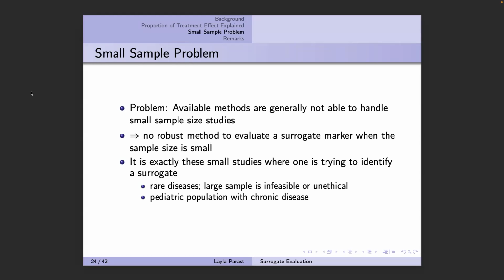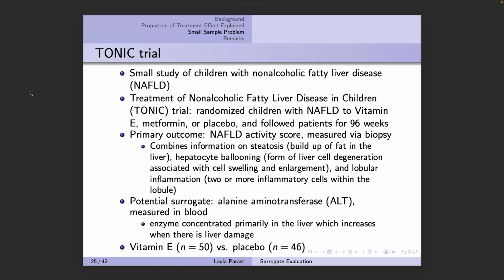And I had this data set, which I'm going to talk about in a second. And I felt like I couldn't use the Freedman approach after I spent years criticizing it, and I know that it doesn't perform well if the models don't hold. So the trial that I was particularly interested in was this small study of children with non-alcoholic fatty liver disease. It's called the TONIC trial. And they randomized children with NAFLD to vitamin E, metformin, or placebo and followed them for 96 weeks.